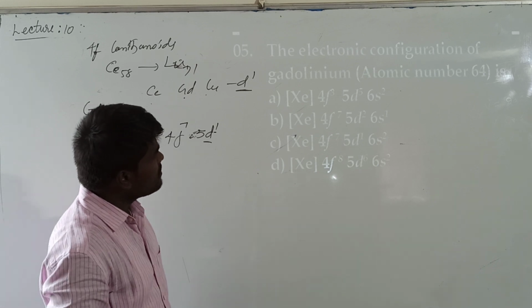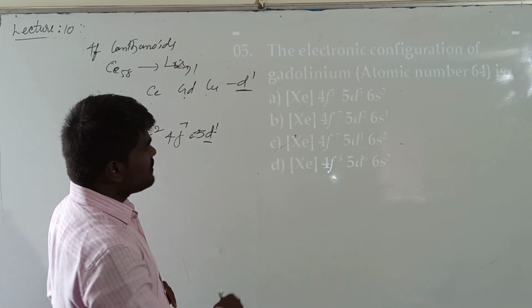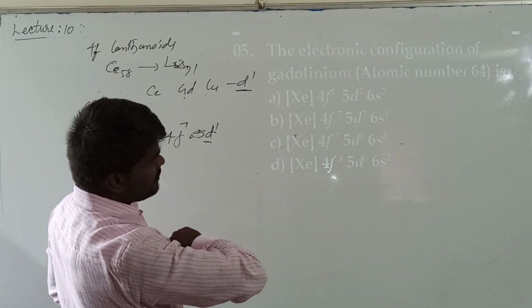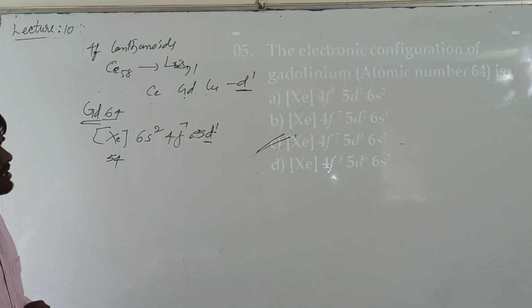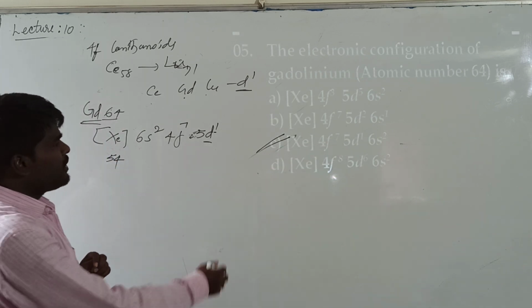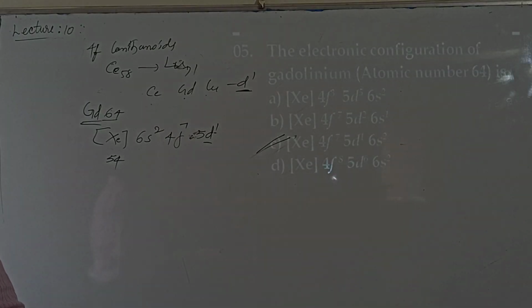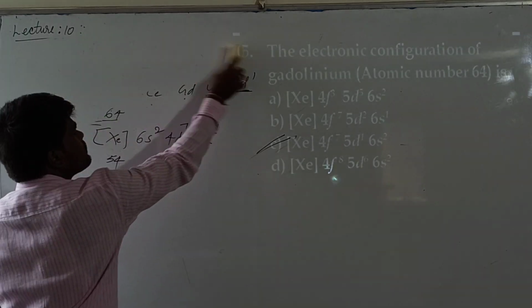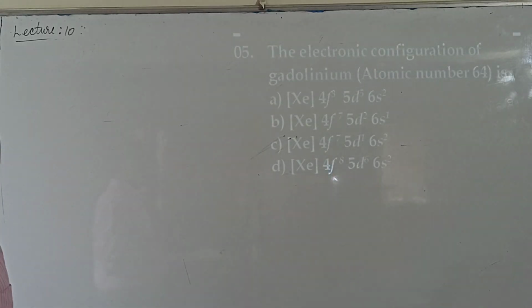So where is your right option? This is 4f3, 5d5, which is not correct. 4f7, 5d1, 6s2, this is your right answer. This is the gadolinium's electronic configuration. This is the key point to be remembered. Hope it is clear. We'll move to the next question.